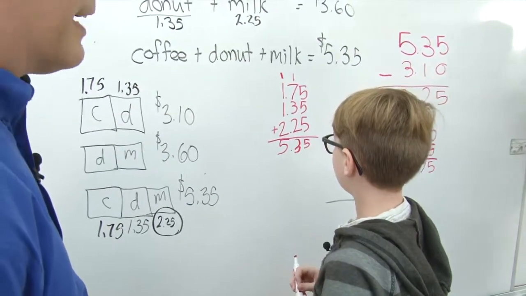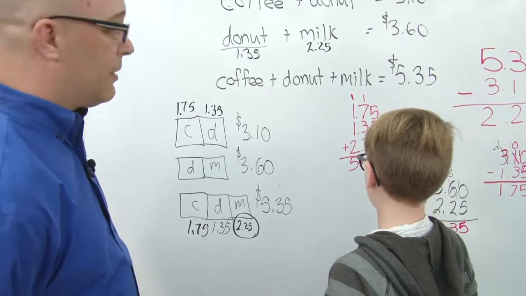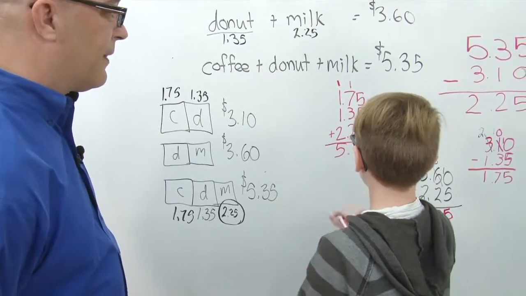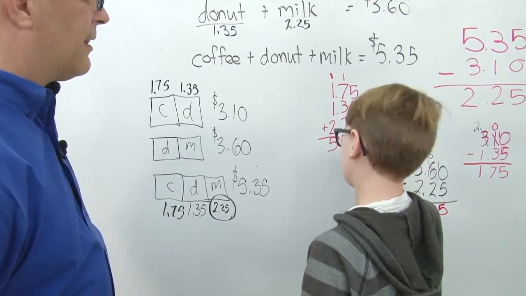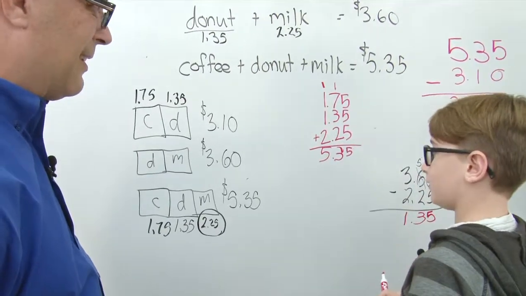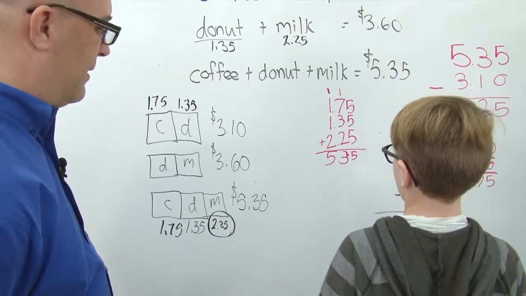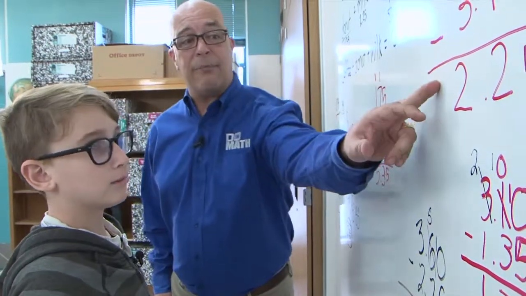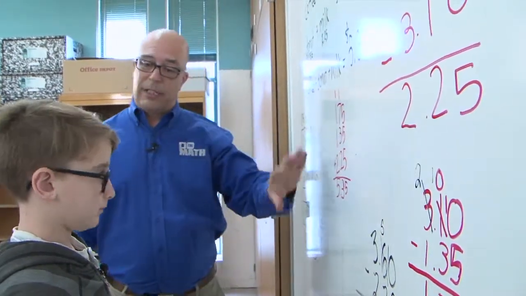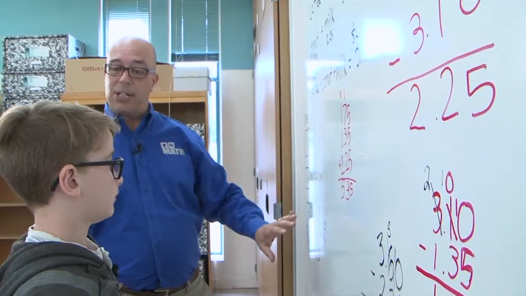And it did come out to be $5.35, didn't it? So what was the cost of the milk? The cost of the milk, just so it's here, the cost of the milk was $2.25. Right, which is what you originally had, but just in order to make sure, this is how we go about checking it and make sure that you were right.